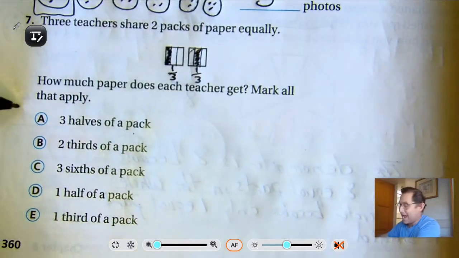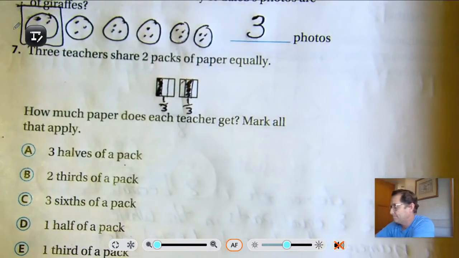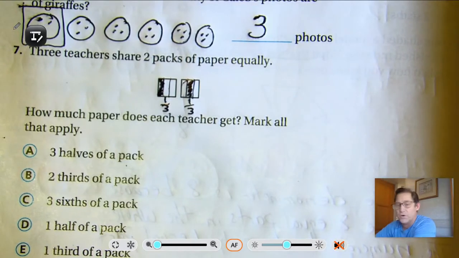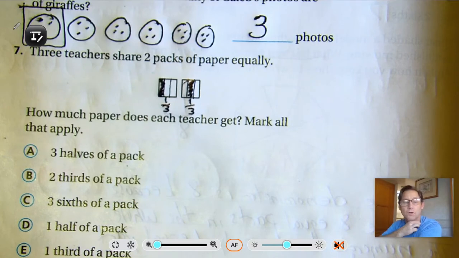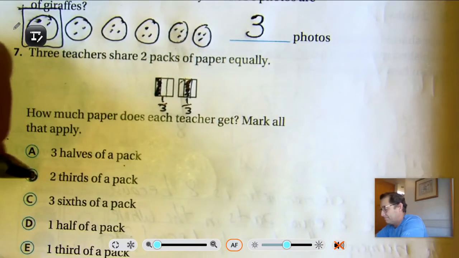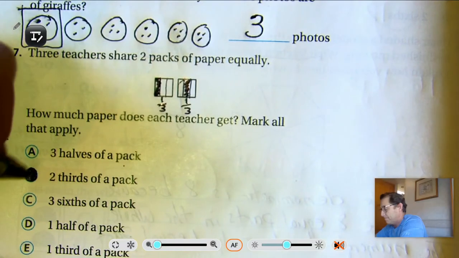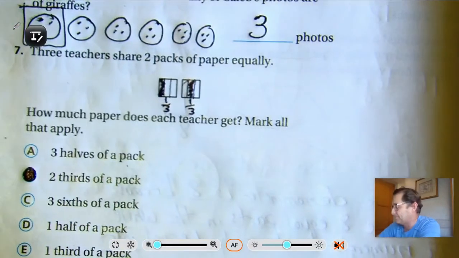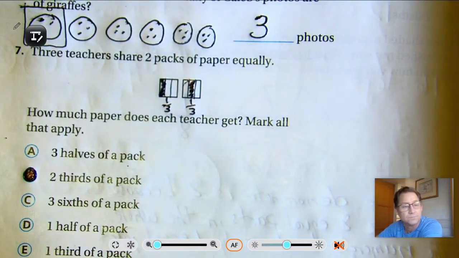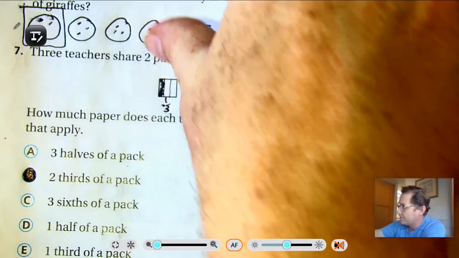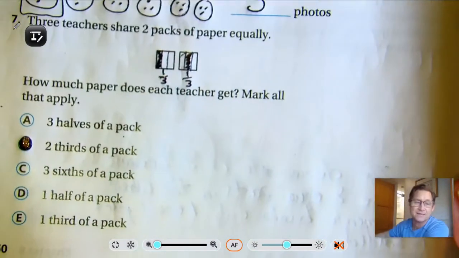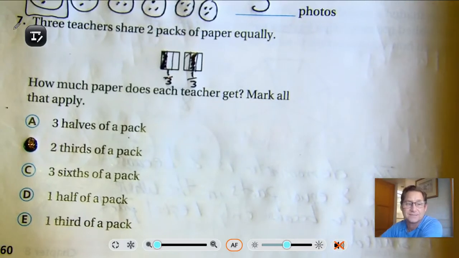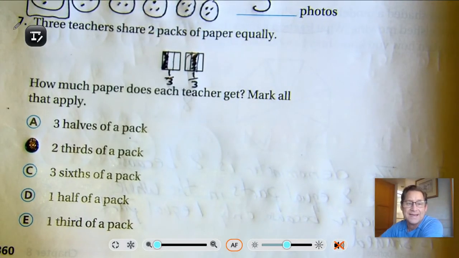So let's see. Do they get 3 halves? No. That would be more than 1 whole. 2/3? Yes, definitely. 3/6? No. Because even if you said that there were 6 total pieces, they'd only get 2 of those 6. Would they get half of the pack?